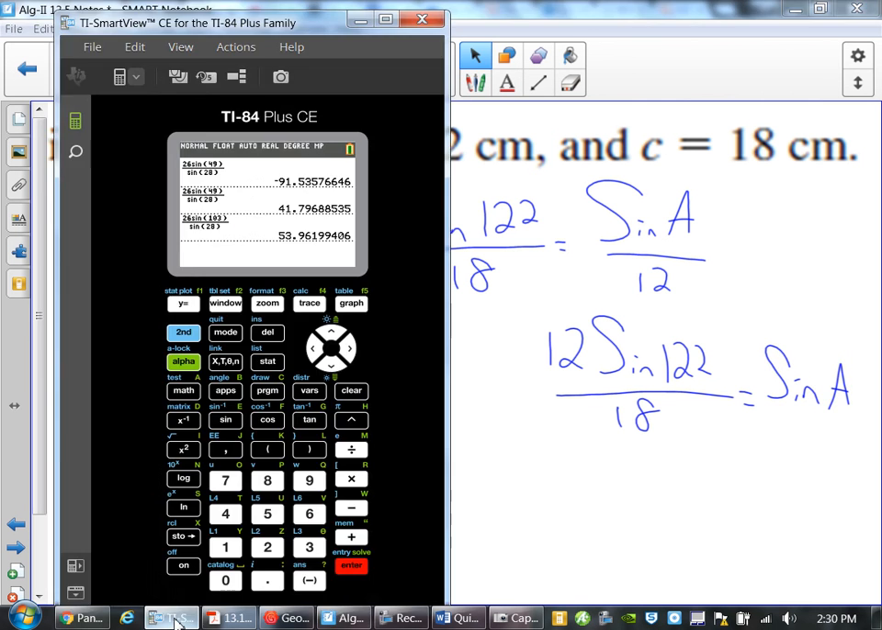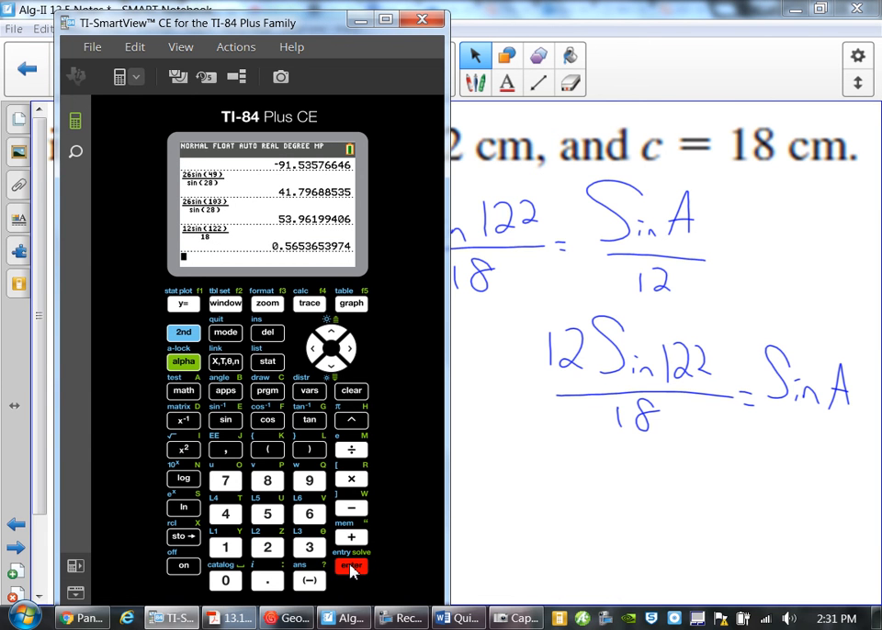And now I want to make sure you know how to press the sequence of buttons. We do the same thing, alpha y equals enter, to get our fraction bar. 12 sine 122 over 18. And I hit enter. I get some crummy decimal.